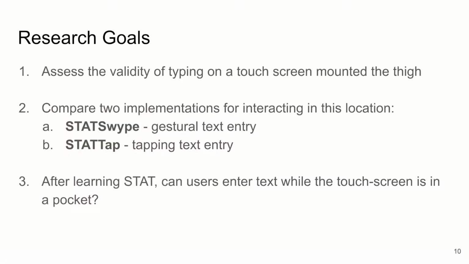Our main goal of this project was to assess the validity of typing on a touchscreen mobile device mounted on the thigh. After several iterations, we narrowed in on two implementations to compare for completing text entry using STAT. The first was gestural text entry, and the second was tapping text entry. Lastly, we wish to observe whether users could enter text while the touchscreen is placed in a constrained environment, similar to how it's typically carried.